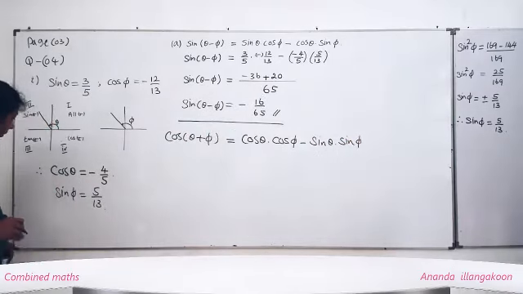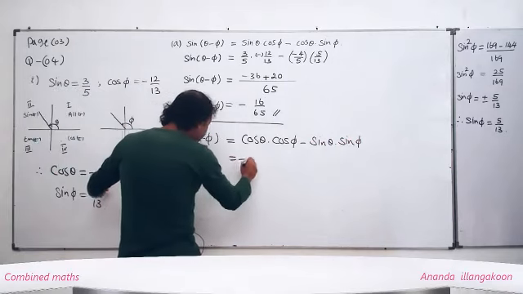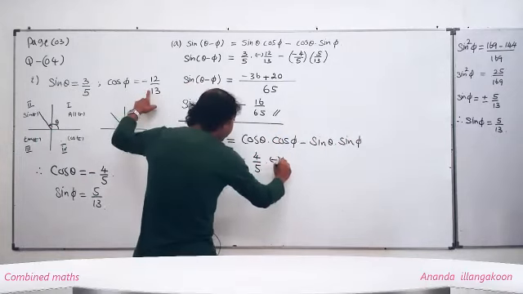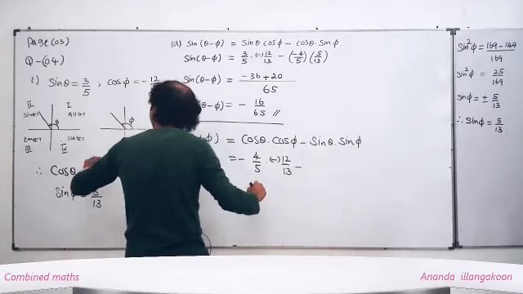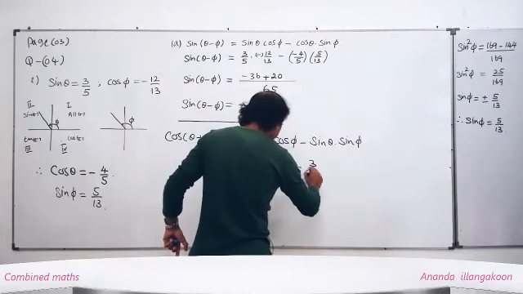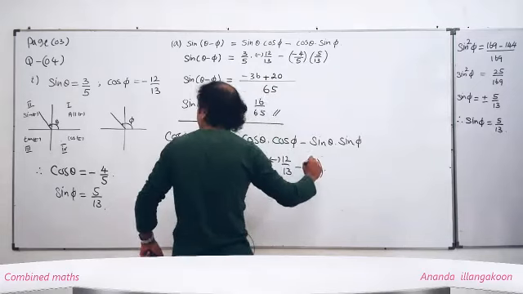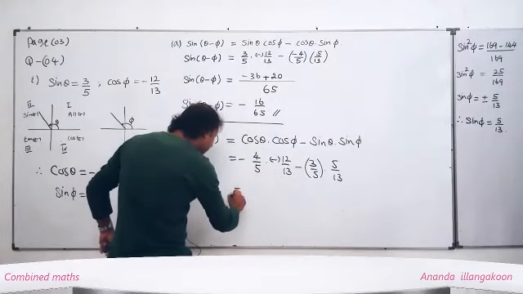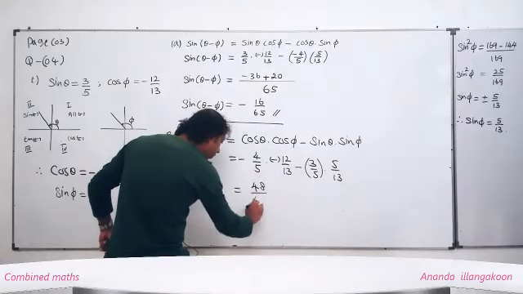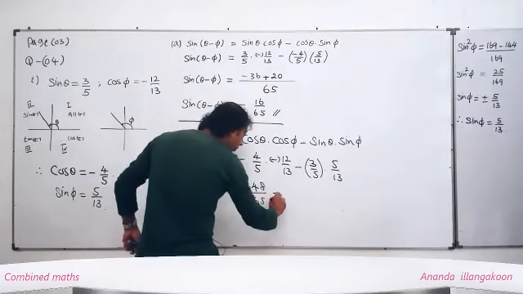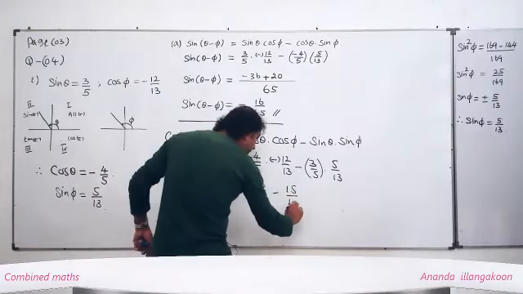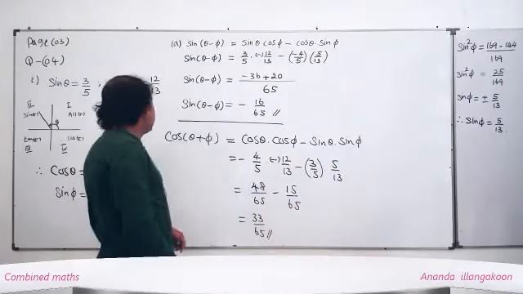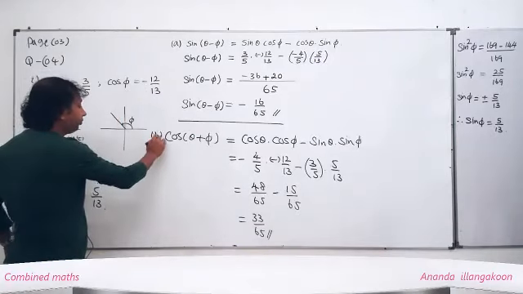People, now substitute for cos theta, it's minus 4/5. Cos phi is minus 12/13. Sin theta is 3/5. And sin phi is what? 5/13, no? Right. Here minus minus gives plus 48 divided by 65. We have to multiply the numerator and denominator. Here minus 15/65. Then we get 33/65 as the cos theta plus phi, the part B. Right?